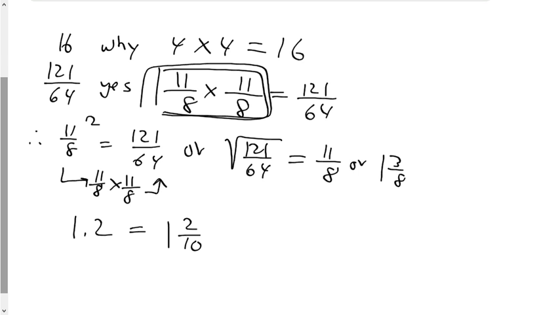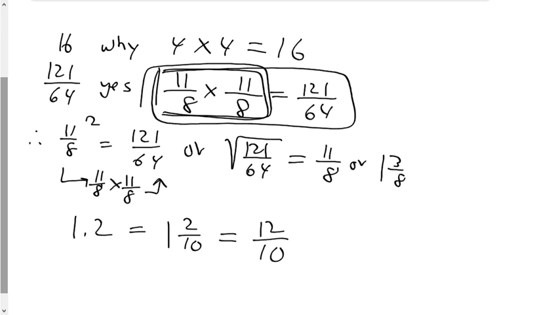But I don't want to deal with mixed fractions. I'm going to try and make this into an improper fraction, which is going to be 12 over 10. Now the question can be, is 12 over 10 a perfect square? Let's think about what we did back here. So for 121 over 64, we said yes. But is there a fraction that multiplies by itself to get you 12 over 10? No, because there is no number. 12 is not a perfect square.